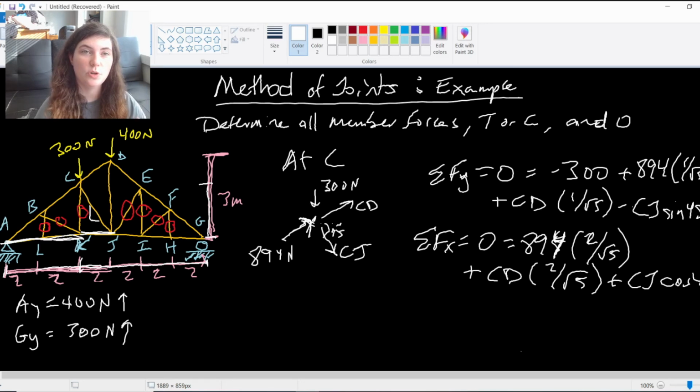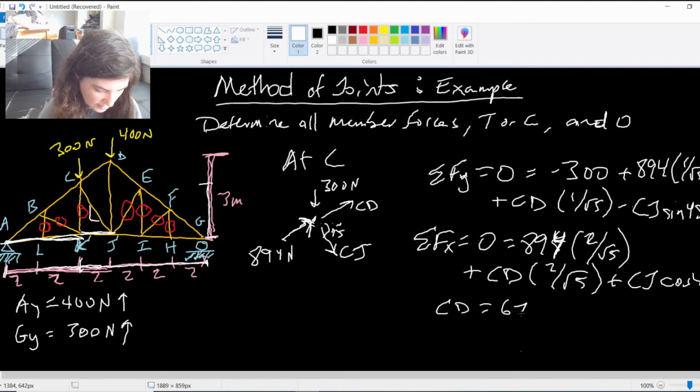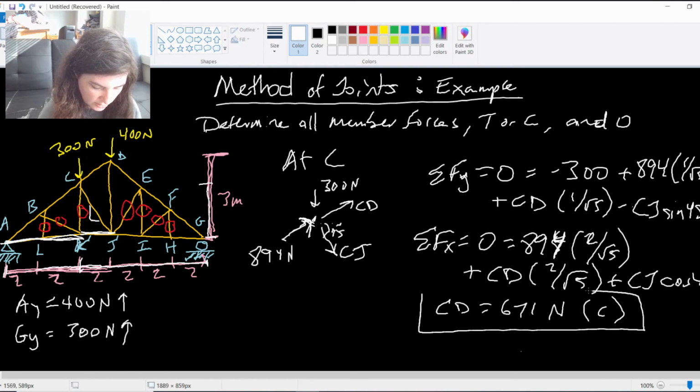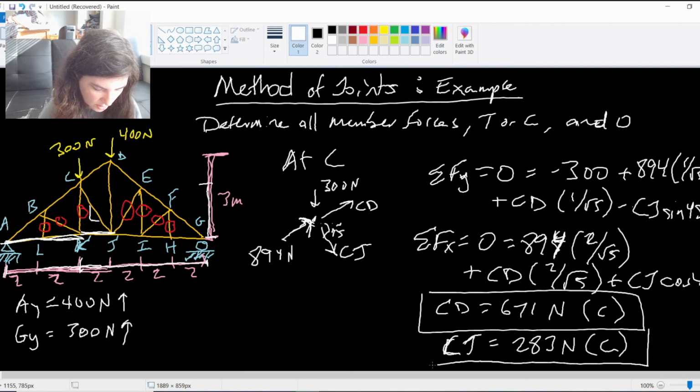So again, now I have 2 equations, 2 unknowns. I have to solve this as a system of equations. I can't just solve one of them, I have to solve both simultaneously. So if I plug this into a calculator, I do the algebra, I'm going to get CD is 671 newtons. That came out negative, so it's in compression. And CJ is 283 newtons, again that came out negative, so it is also in compression.